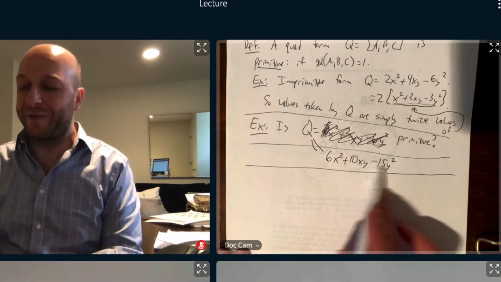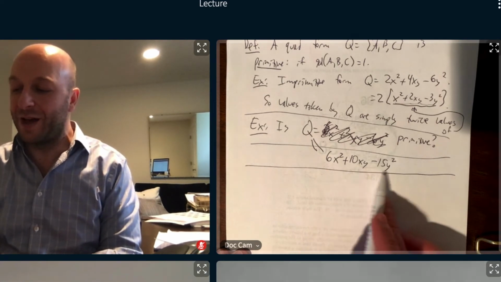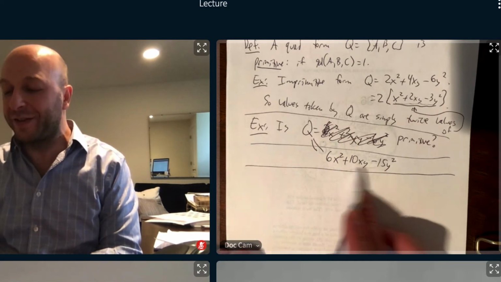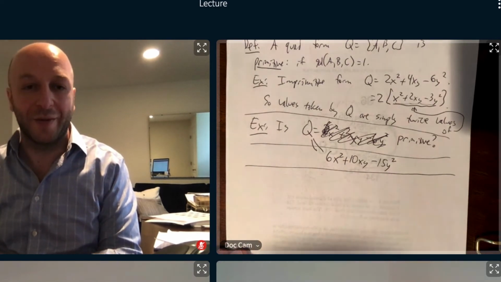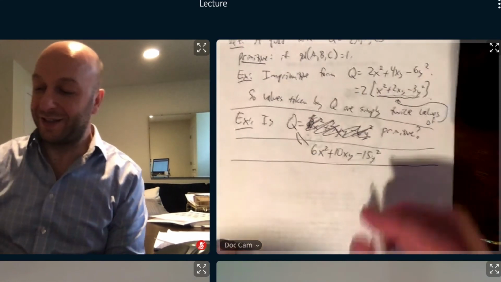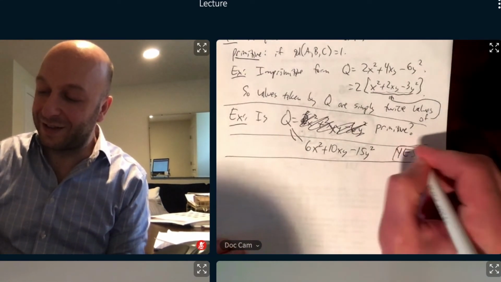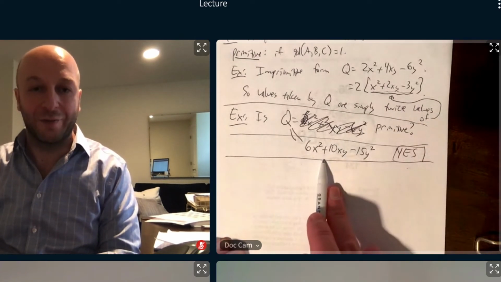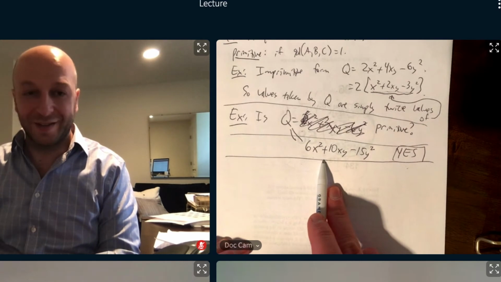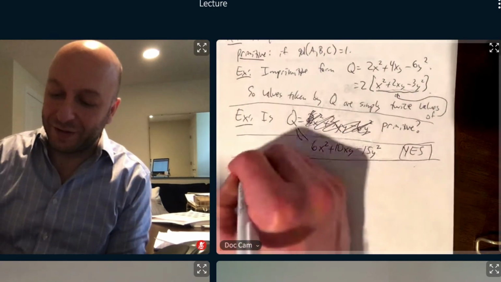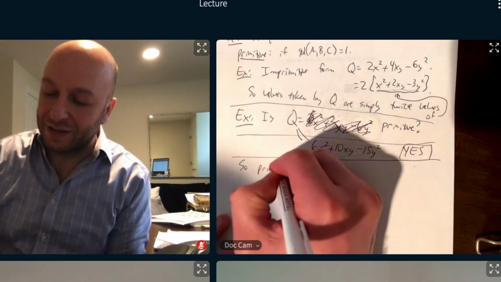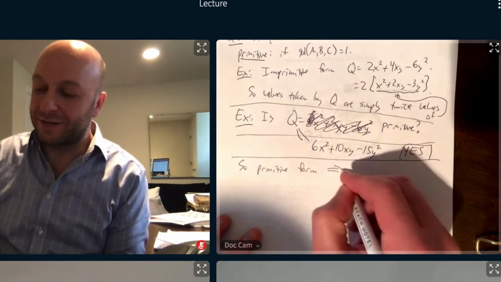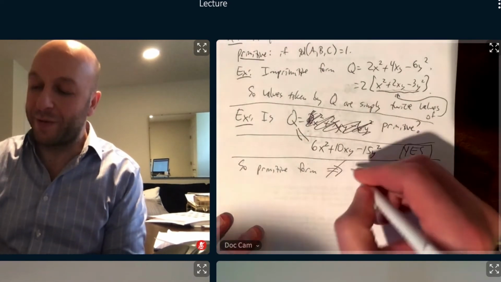Every pair has a factor in common. 6 and 10 have 2 in common. 10 and 5 have 5 in common. 10 and 15 have 5 in common. 6 and 15 have 3 in common. Yes, Kevin is correct. This is primitive because there's not some other form whose values we can use to work out the values of this form. Okay? So primitive form does not mean pairwise primitive coefficients.